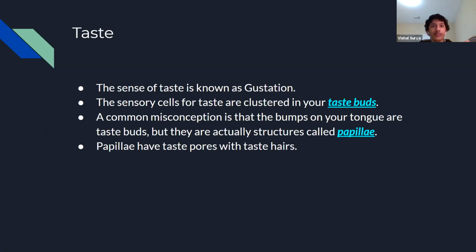Is taste the first sense you've talked about? Yeah, taste is the first sense we're talking about in depth. You don't have to really know the last part, but the first few, just get used to it. The taste buds and the papillae are two really important parts of it.